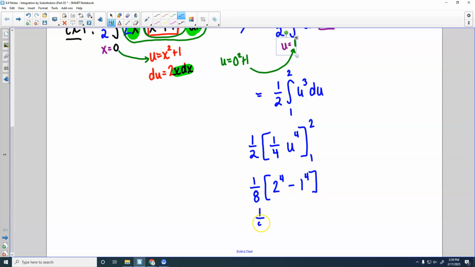So I've got 1/8 of 16 minus 1, and that is going to give me 15 over 8. There is my answer. The definite integral just means it has that range. It means it has those limits there.